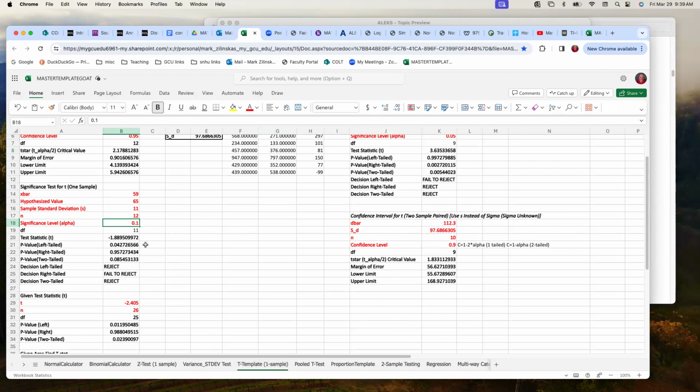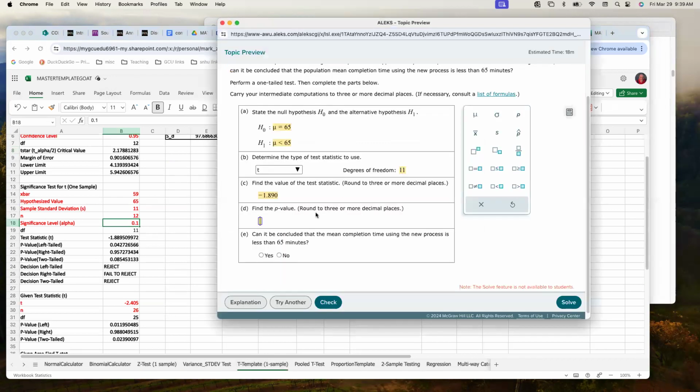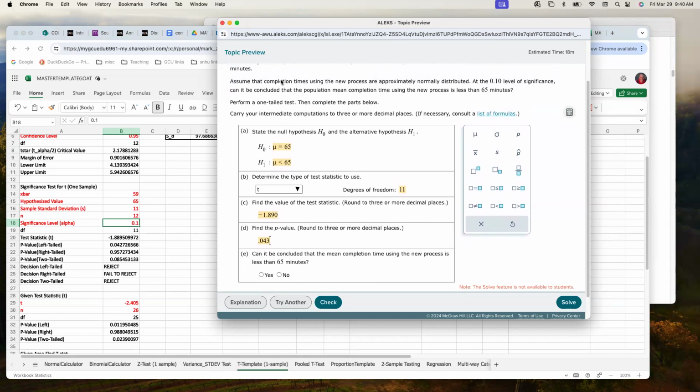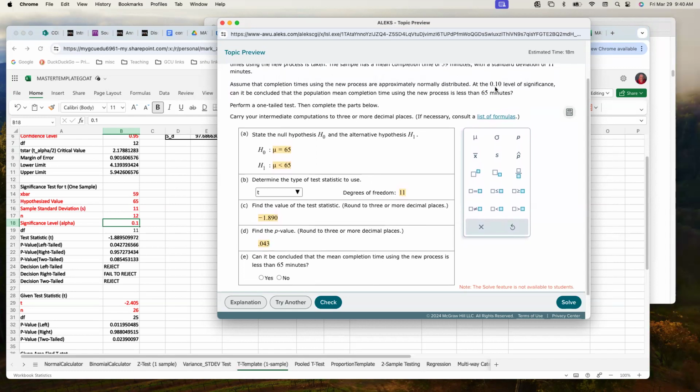I am just reading this stuff here and filling in the blanks. So my p-value for my left tail test is going to be 0.043. Okay, and let's see, I rounded that correctly. So, all right, our p-value is definitely less than the alpha, right, which is 0.10 up here.